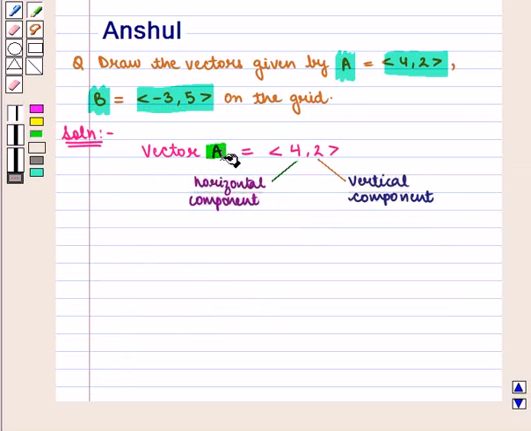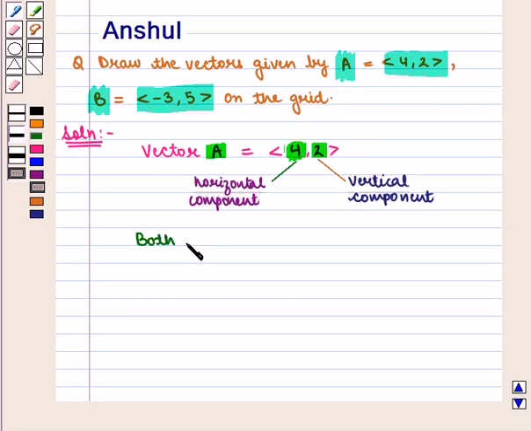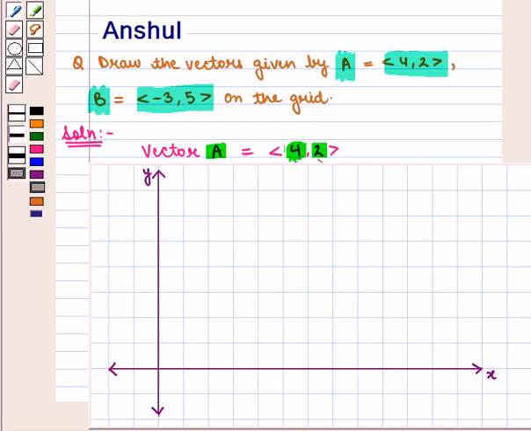Now here in vector A, the horizontal component is 4 and the vertical component is 2. Also, both the components are positive. So we take any point as the initial point on the grid. So here we take this point as the initial point. Since the horizontal component is positive, we move 4 units to the right horizontally. So here we move 4 units, 1, 2, 3, 4, and we reach this point.